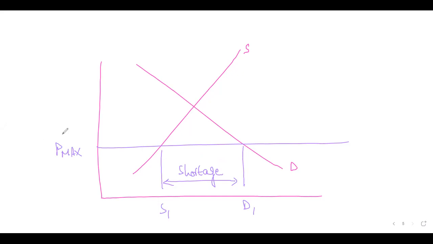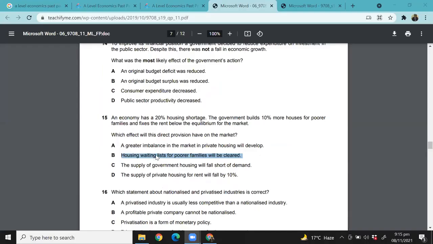The statement was tricky because of the language it uses. Housing waiting list for poorer families will be cleared. If the government has set the rent for poor families below the equilibrium, would landlords want to accommodate poor families? No, because they know they will not be able to pay the rent at the equilibrium. So it is not cleared, right? Does that make sense?